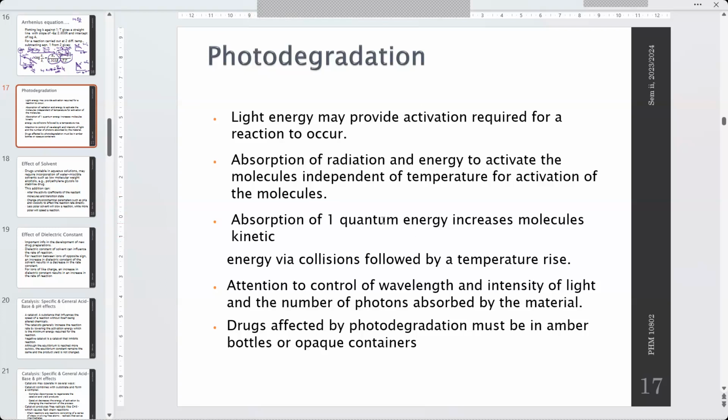Absorption of one quantum of energy may increase the molecule's kinetic energy via collision, followed by a temperature rise. Attention to control wavelength and intensity here should be done. So, it depends on your drug. If your drug is light sensitive, meaning the light can produce enough energy to degrade the product, then I should protect from the light of the wavelength and intensity that will cause degradation.